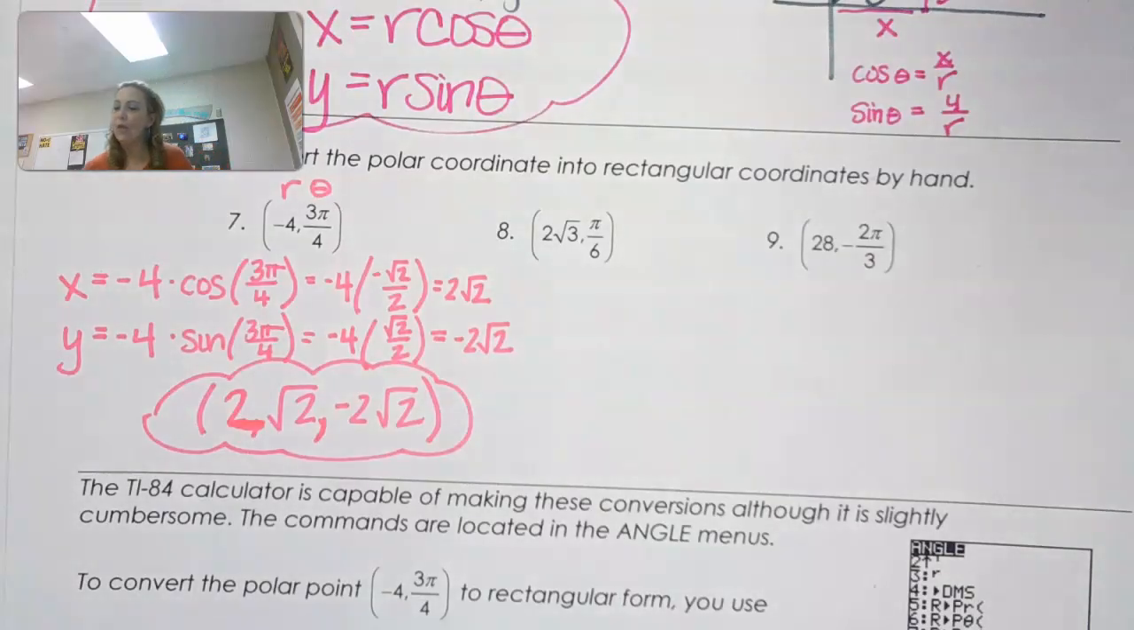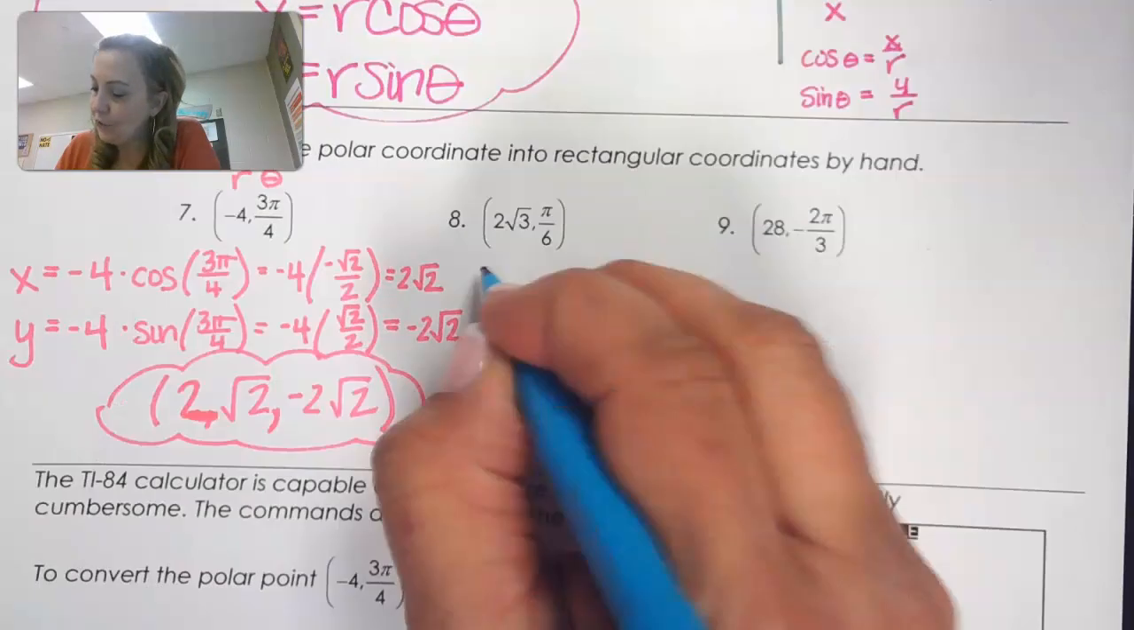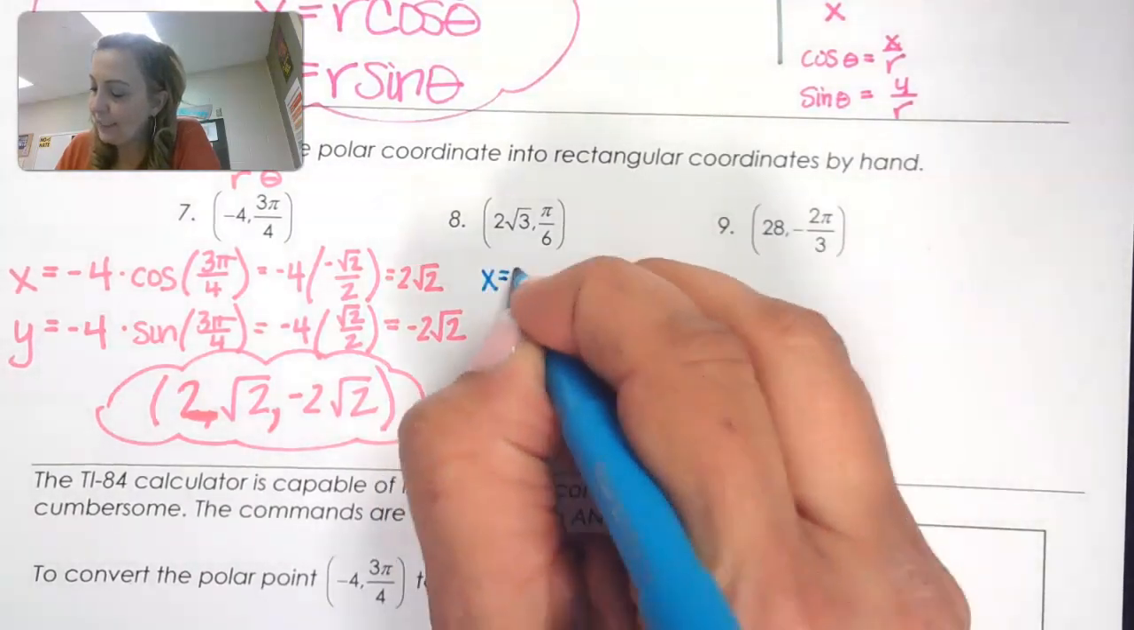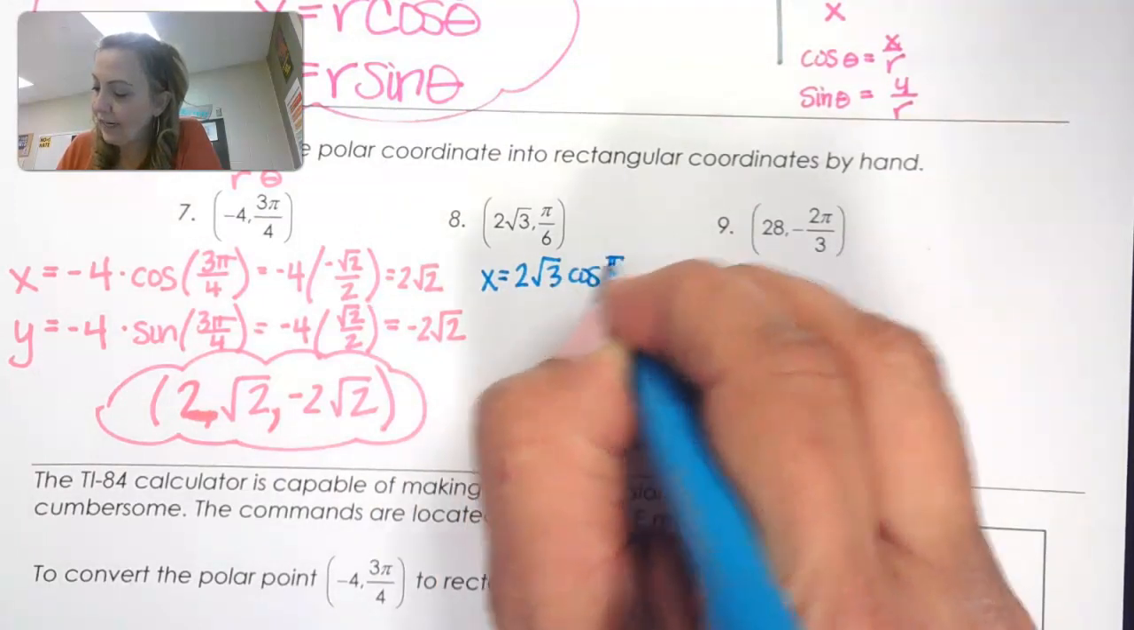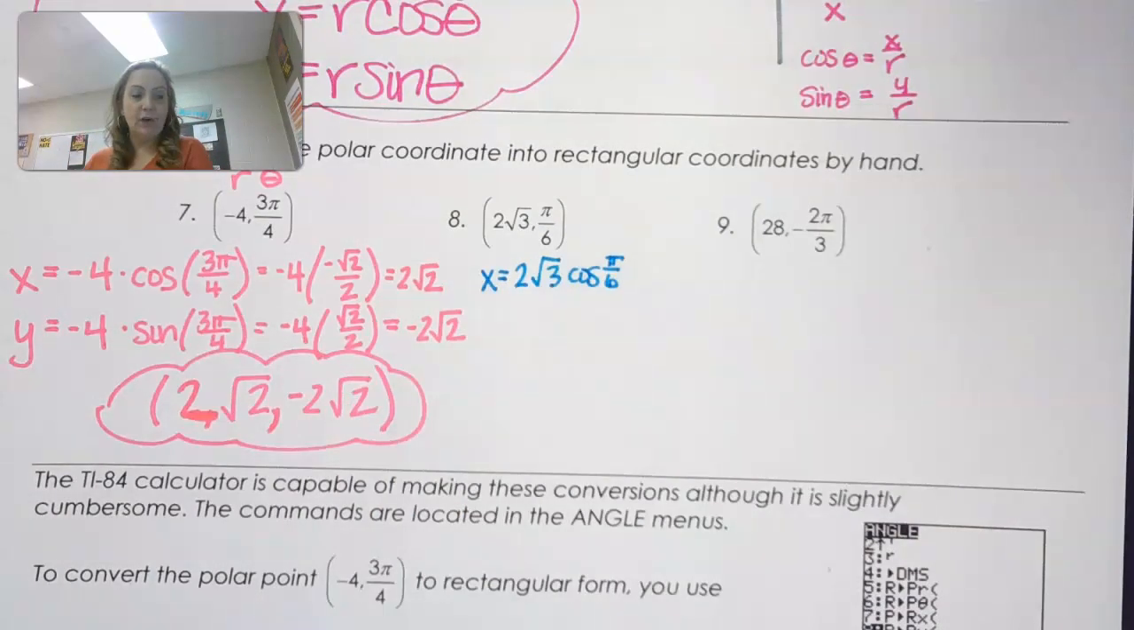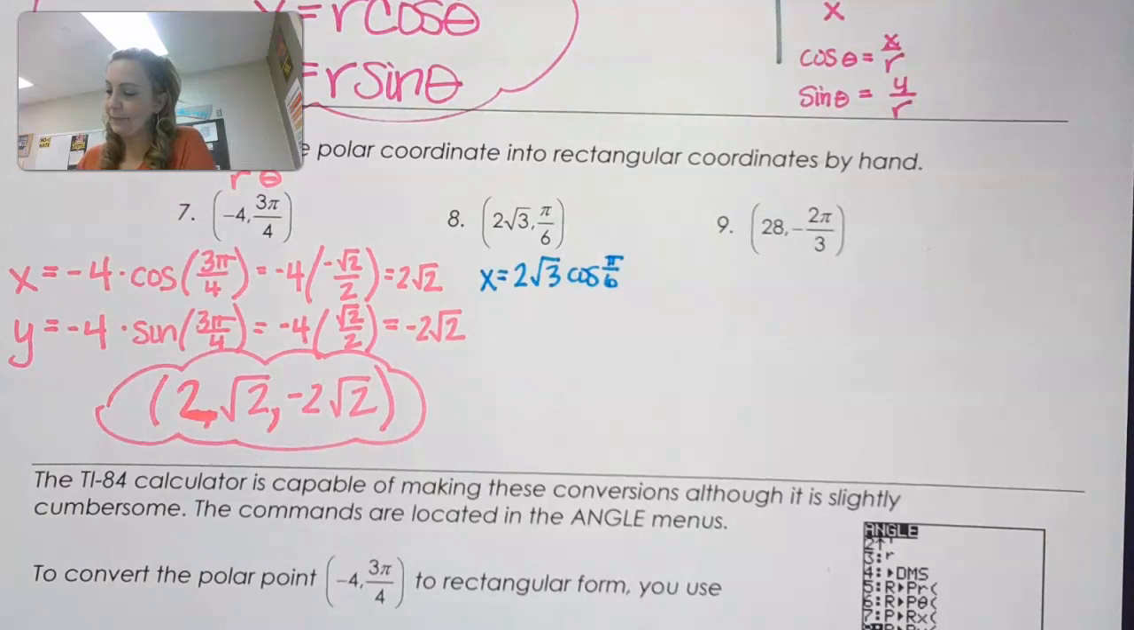Okay, so then number 8, we have 2√3 and π/6. So again, for x, I'm going to take r times the cosine of θ. So r times the cosine of π/6.